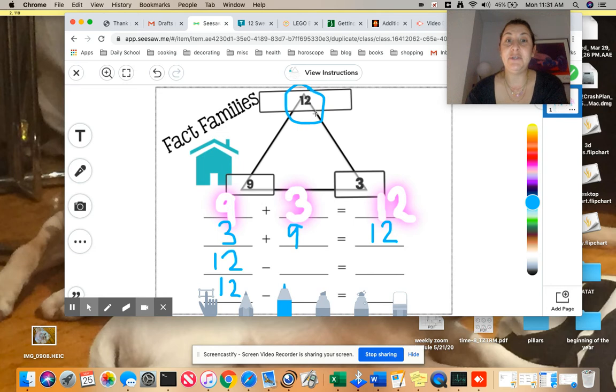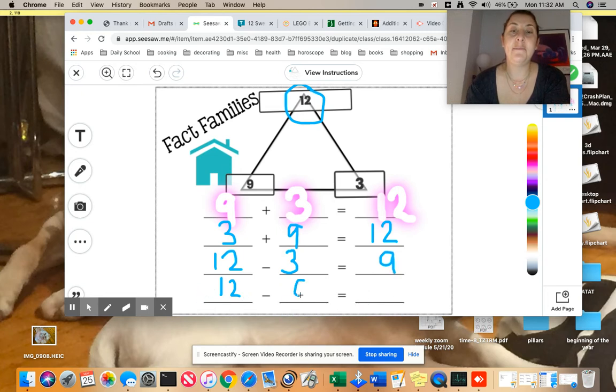Now, all I have to do is plug in my other numbers. So I know that if I do 12 minus 3, or 12 take away 3, my answer is 9. And I know that if I do 12 minus 9, or 12 take away 9, my answer is going to be 3. Okay?